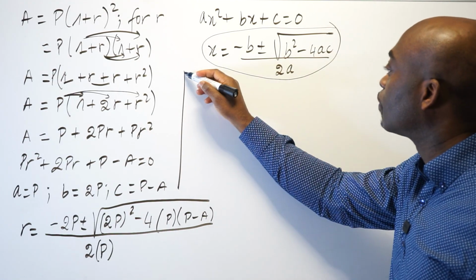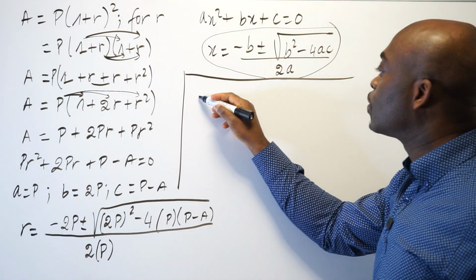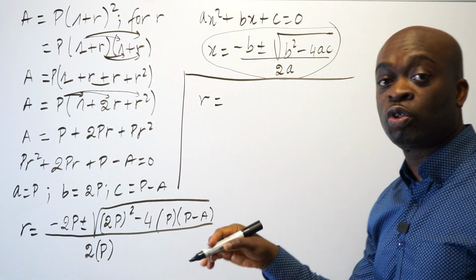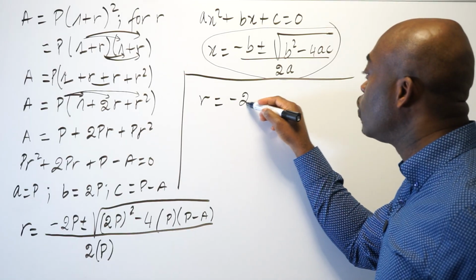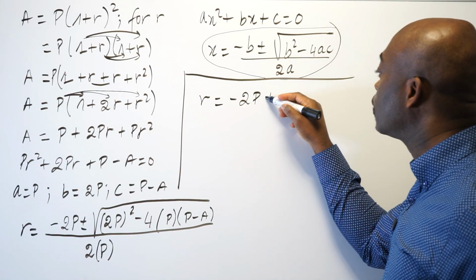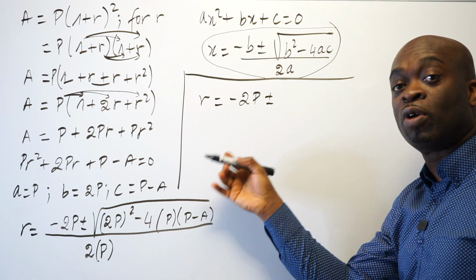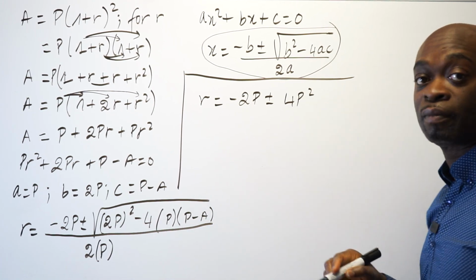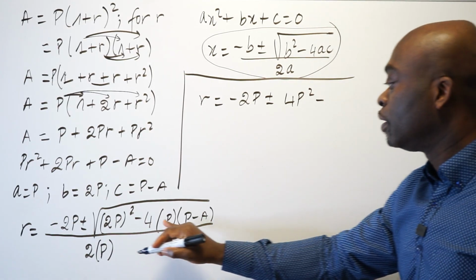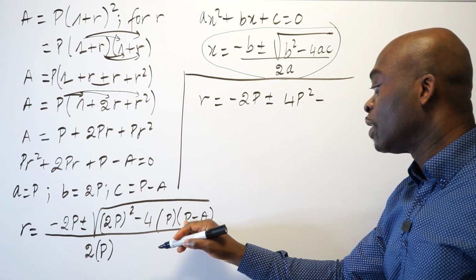Okay, so now we're going to bring everything here. So r is going to be equal to, now we're going to work inside the radical. We still have negative 2p that we are not touching. So this is plus or minus. 2p to the second power would be what? 2p times 2p is 4p to the second power. Then minus 4 times p times p minus a.